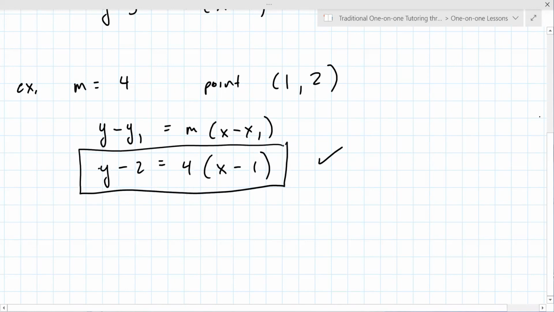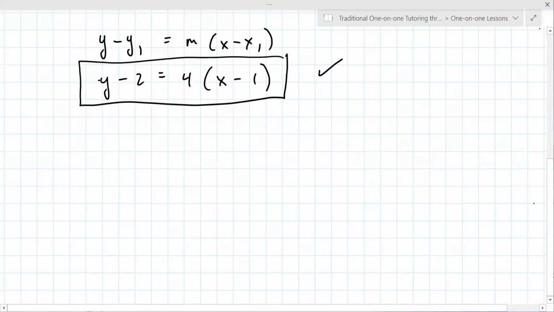Now, there are a couple of what I call wrinkles. Some people call them warts. They're like little additions to the problem here. Let's give you a new example here. Let's say the slope is negative 2 and the point is negative 5, negative 3.